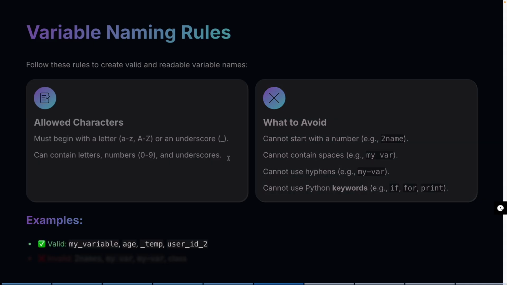For example, there is my_variable, which is a valid variable name. my_variable, age, temp, because it can use an underscore, and this is user_id too. So invalid: one starting with a number, one with a space, one with a hyphen, and this one is a keyword. So these are invalid.